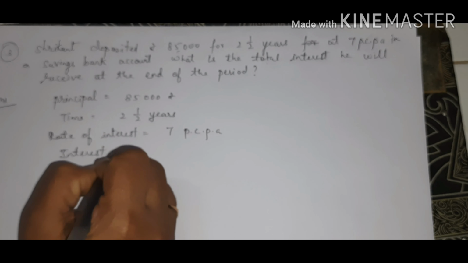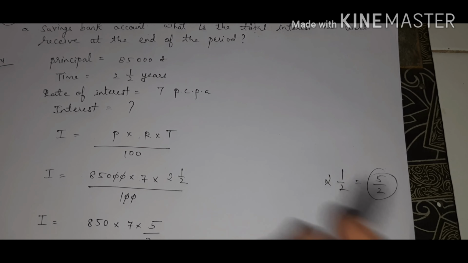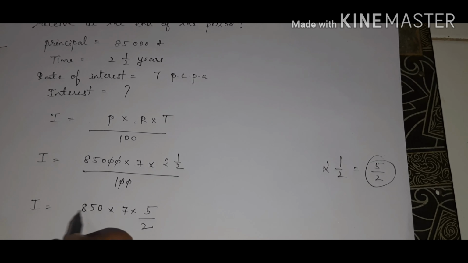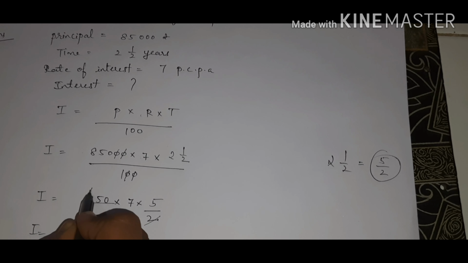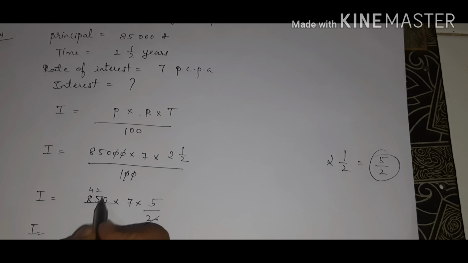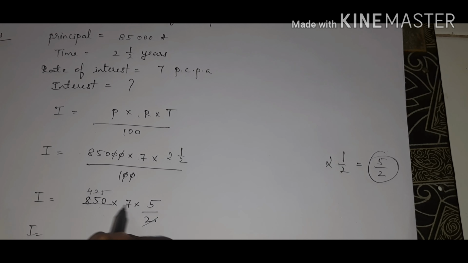Cancel out the zeros up and down. So we got 850 into 7 into 2.5. You can convert 2.5 into a proper fraction: 2 2s are 4, 4 plus 1 is 5, so 5 upon 2. Now this 2 we can cancel out over here. 2 4s are 8, 2 2s are 4, 1 2 5s are 10. So we have cancelled out. Now we got 425 multiplied by 7 into 5.